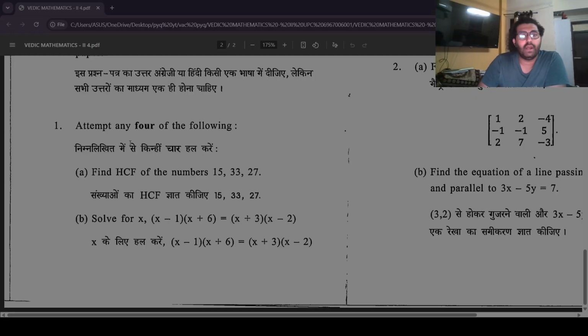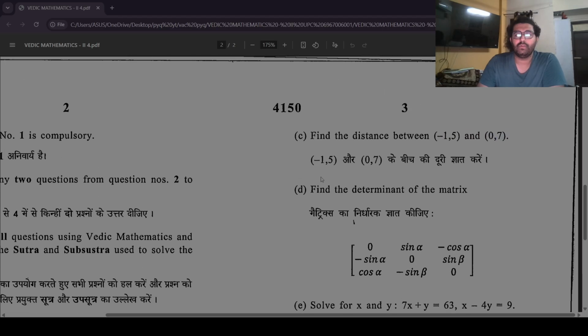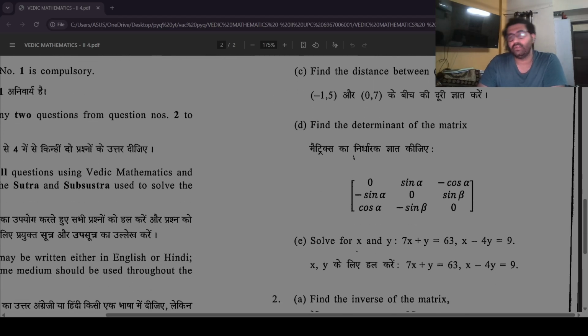Question number 1. Attempt any 4 of the following. A. Find HCF of the numbers 15, 33, and 27. Then B part, solve for x. Here's the quadratic equation. I'm not going to read the quadratic equation. Okay, just see it on the screen. C, find distance between. Here are the two coordinates.